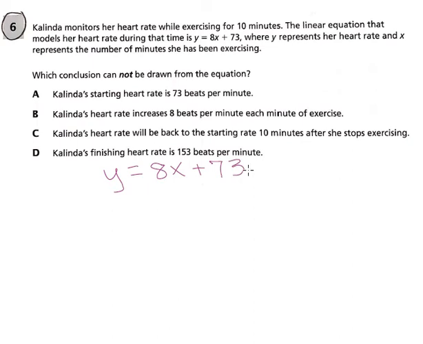Well, before I start thinking about the context of the problem, I already know that my slope here is 8. So that means something is increasing by 8 every time x increases by 1. So whatever our x value is, every time it increases by 1, my y value is going to be increasing by 8, over and over again. My y-intercept is going to be my starting value. So whatever this is talking about, the 73 represents the starting value of the equation.